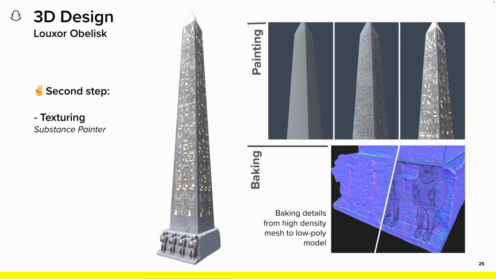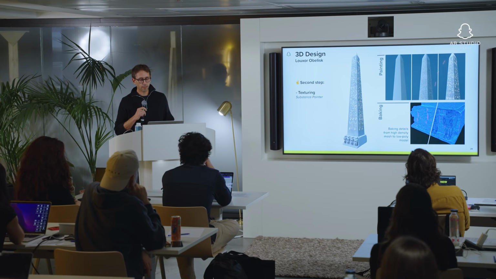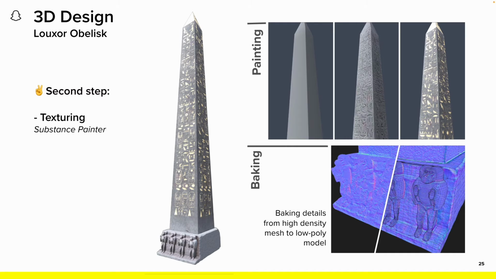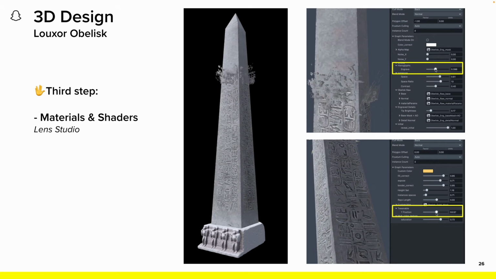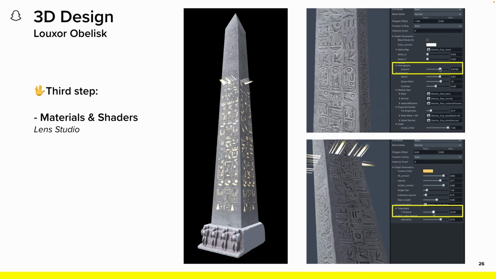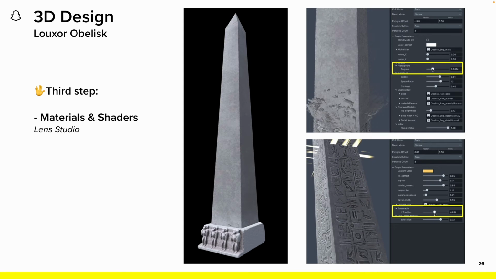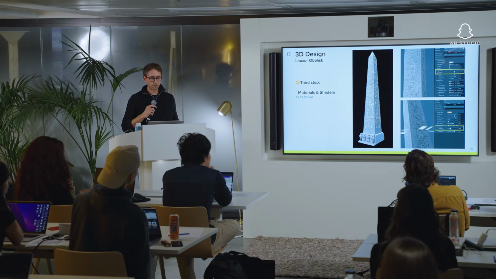Second step, after exporting all the low-poly models from Blender, I import them inside Substance Painter, and there I do the texturing, painting, and also bake the high-density details onto the low-poly models. Once I'm pleased with the outcome in Painter, I export all the maps that will be used inside Lens Studio for the materials. So in Lens Studio, I import all the 3D assets, the meshes and the texture maps, and link everything together thanks to the materials.